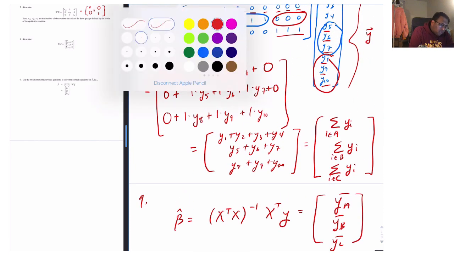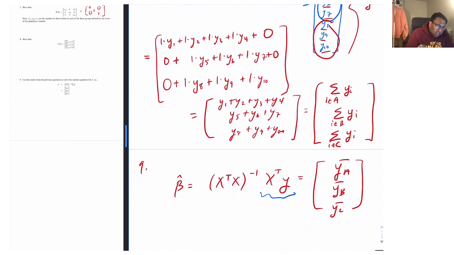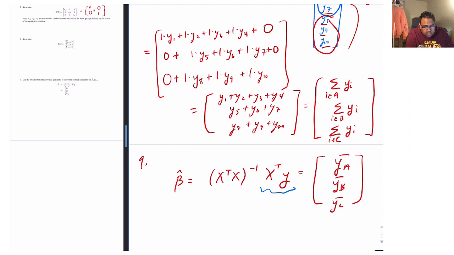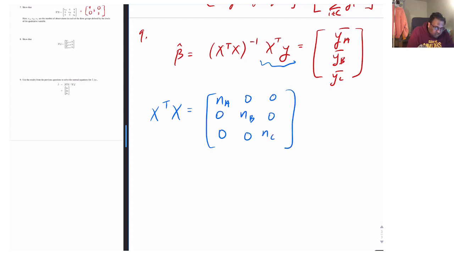We already know what X transpose Y is from the previous question, right? And we already know what X transpose X is from question 7. All we need to do now is find the inverse of X transpose X and multiply that by X transpose Y. Okay, so we know X transpose X is this diagonal matrix NA, NB, and NC. And so now the question is, what is the inverse of X transpose X?